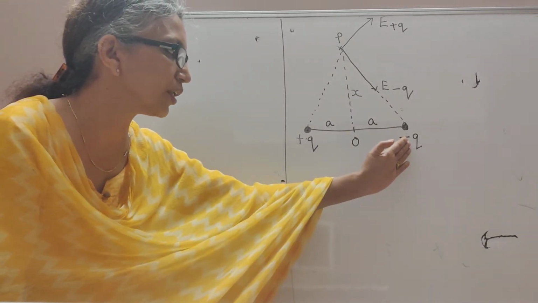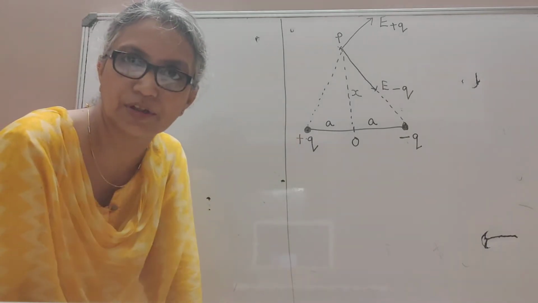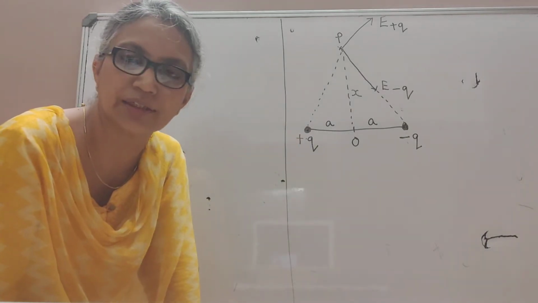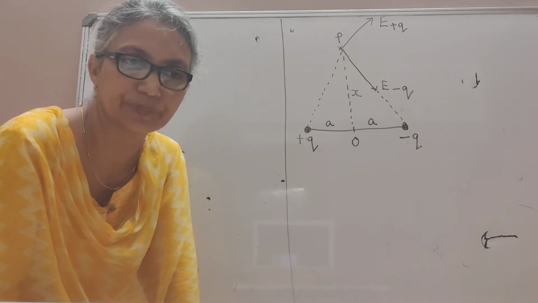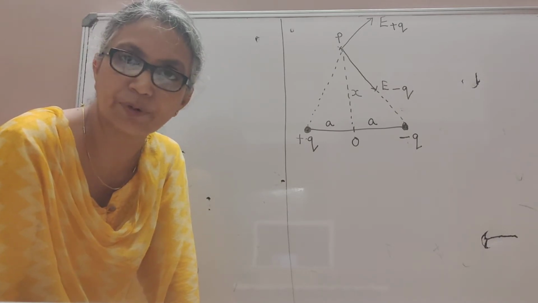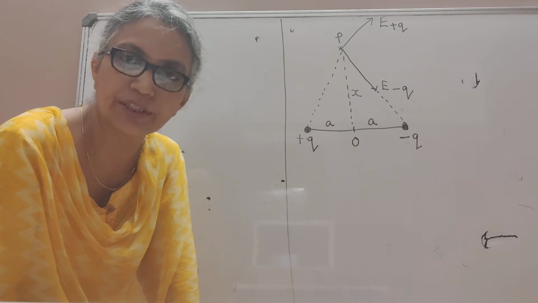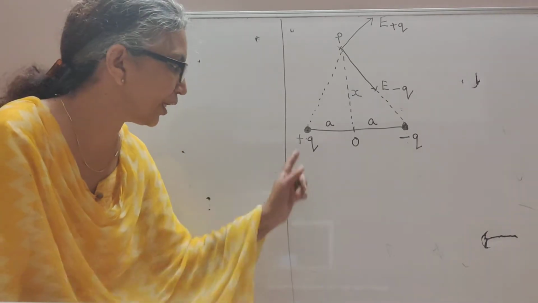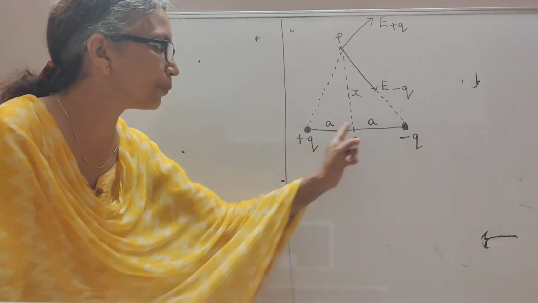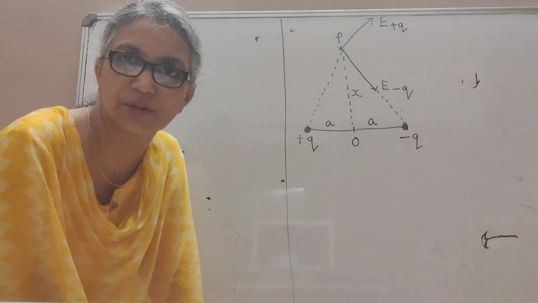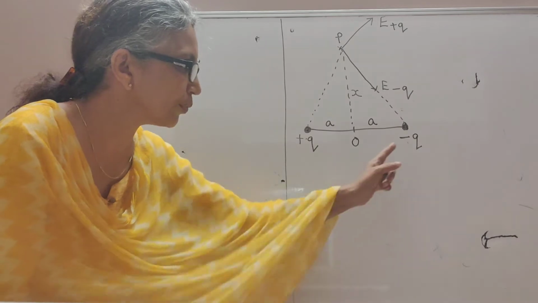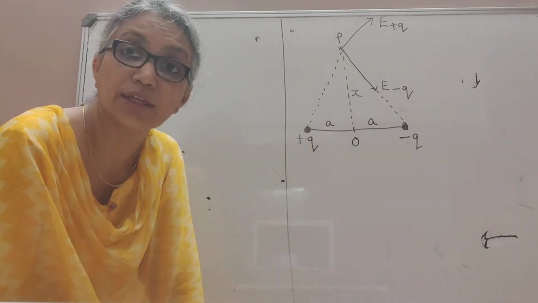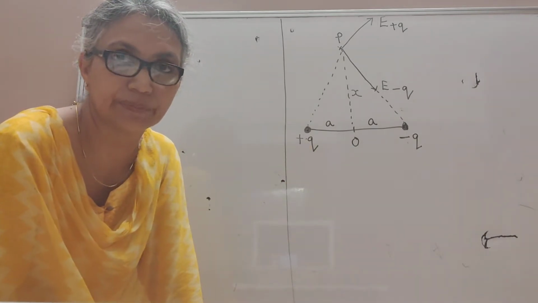Dipole moment is always directed from the negative q to the positive q. So E axial is also in the same direction, negative q to positive q. I hope you remember what dipole moment is. Dipole moment is defined as the product of any one of the charges multiplied by the total distance between the two charges, 2a. It's a vector quantity directed from negative q to positive q. Its SI unit is Coulomb meter.